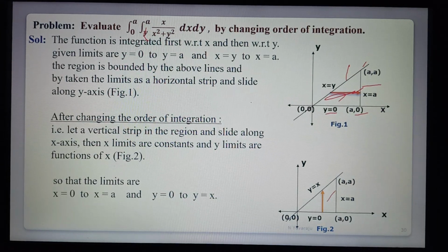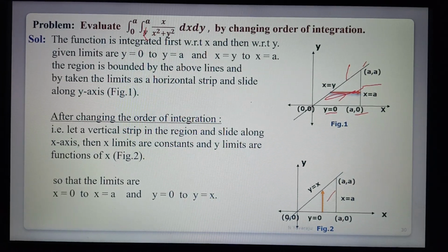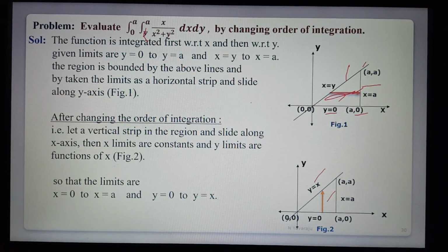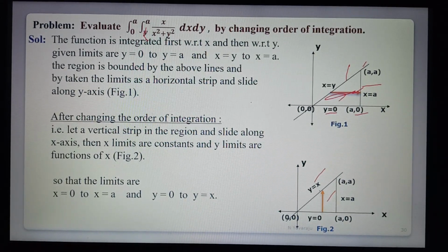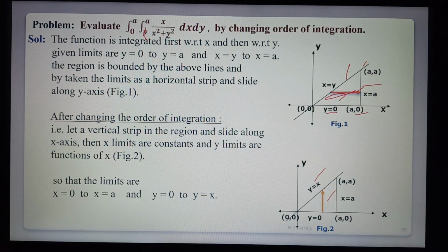The line x equal to y, after changing the order, is y equal to x. This is a vertical strip sliding along the x-axis. x starts from 0 to a, so the x limits are 0 to a. The vertical strip's edge on the down curve is the x-axis, where y equals 0, and the up curve is y equal to x.